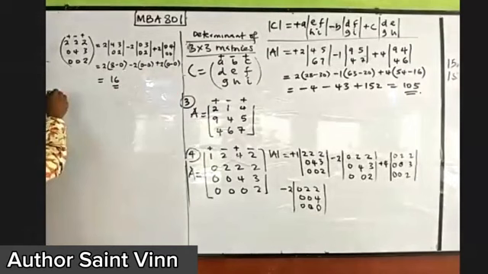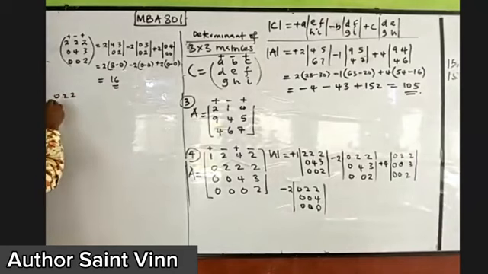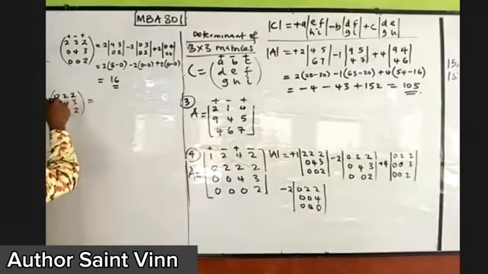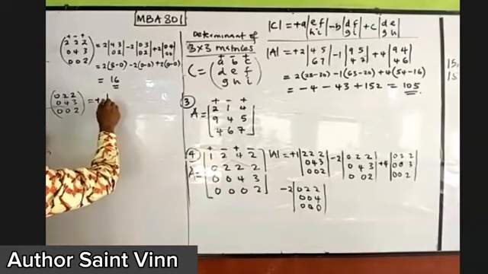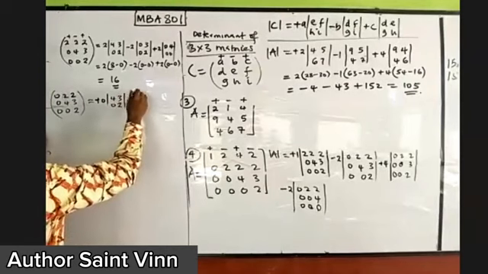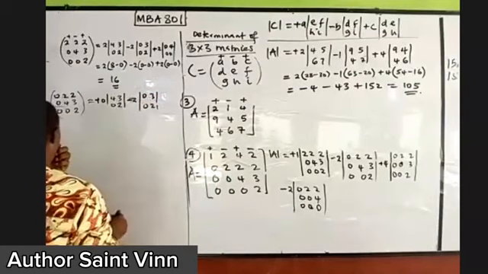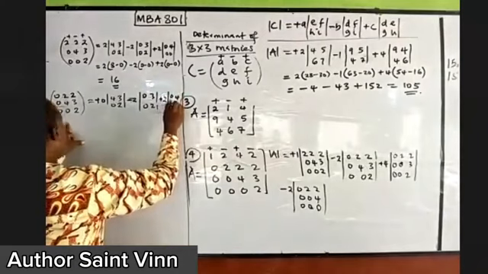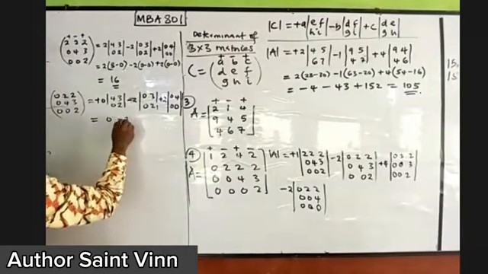The other one, what's the next thing? 0, 2, 2; 0, 4, 3; 0, 0, 2. And you see, this one is 0. Everything about it is 0. But let's just write it. 0, 4, 3, 0, 2. Minus 2, 0, 3, 0, 2. Plus 2 into 0, 4, 0, 0. You can see most of these things are 0. Minus 2 into 0.